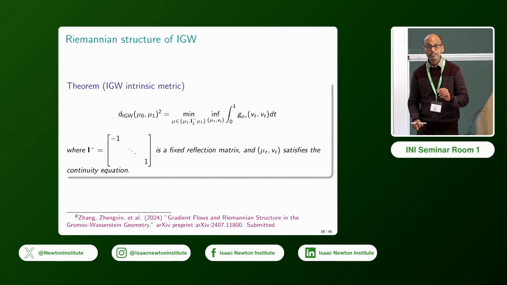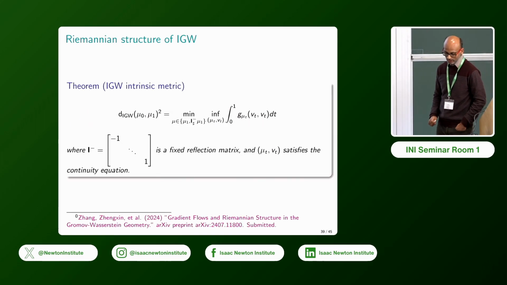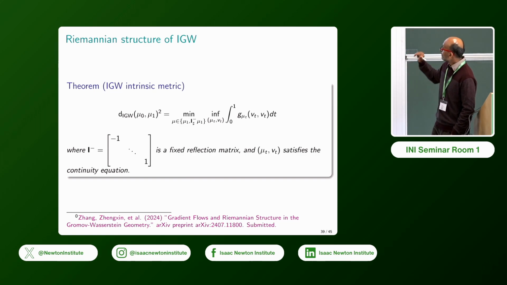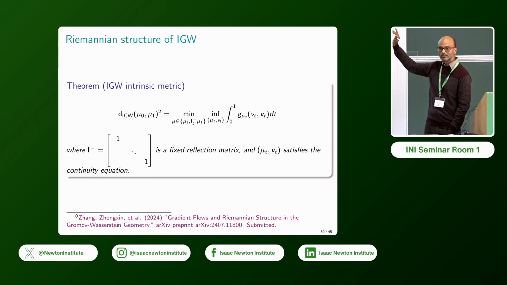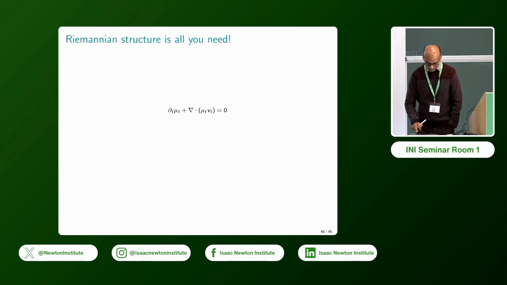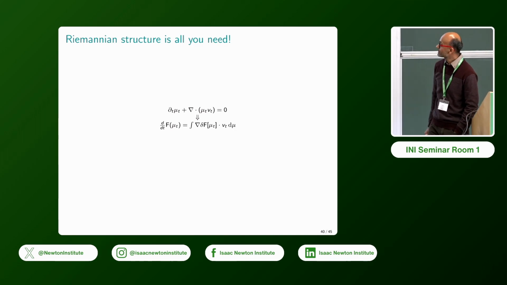Okay, so this is a slightly more technical result. I can talk about it later if someone is interested. So this is a version of Gromov-Wasserstein with respect to IGW. Okay, so maybe I'll say this and leave it there. The thing is, Riemann structure is all you need.